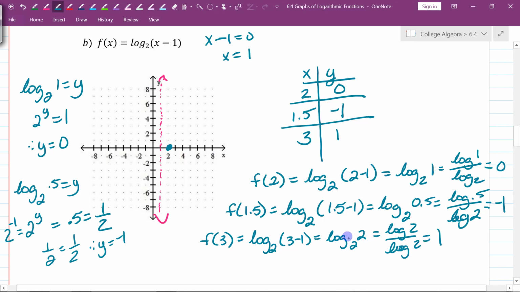If I have log base 2 of 2, I can set log base 2 of 2 equal to y and rewrite it as an exponential. So it'd be 2 to the y equals 2. What must y equal? Well, y must equal 1 in order to make this a true statement. So there you have it.